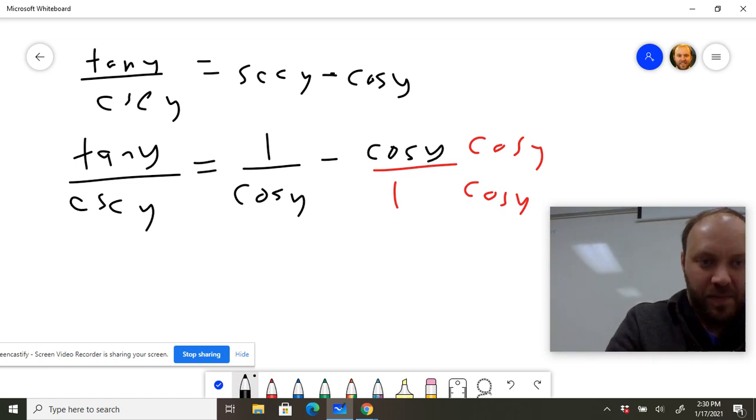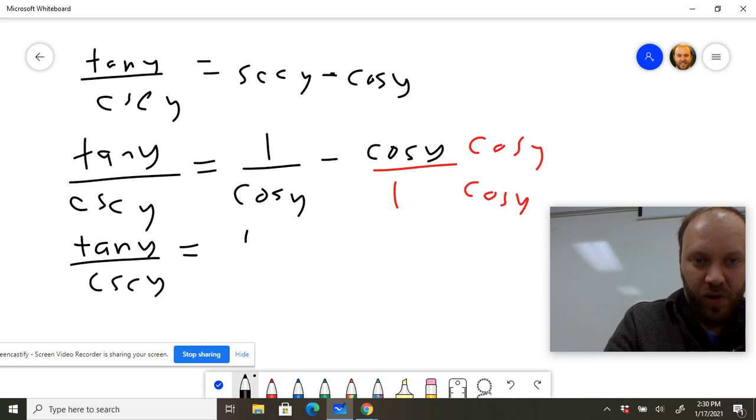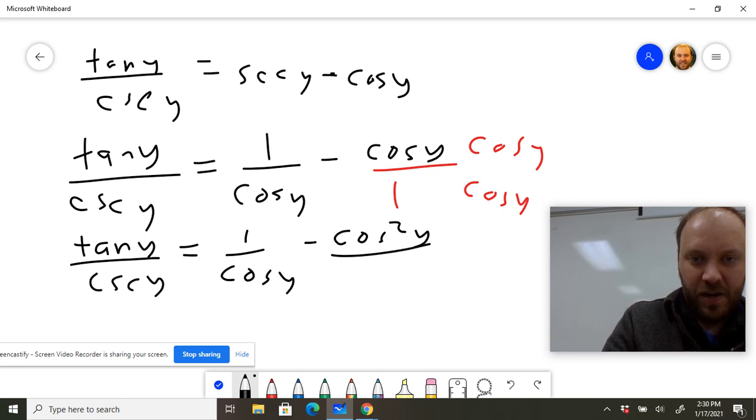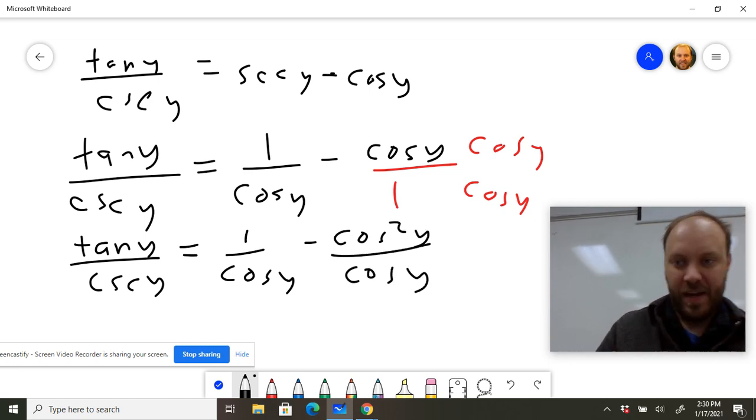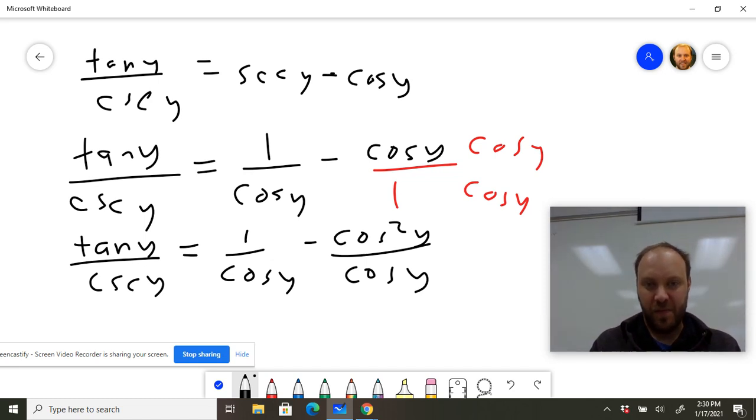So anyway, we end up with the tangent of y over the cosecant of y being equal to 1 over cosine of y minus cosine squared of y over cosine of y. I'm running out of space here a little bit, but notice now we have a common denominator. So we're going to have a 1 minus cosine squared on top, and then on the bottom you're still going to have a cosine of y.